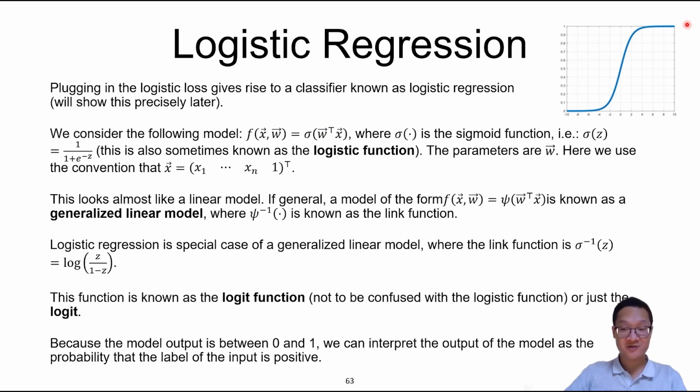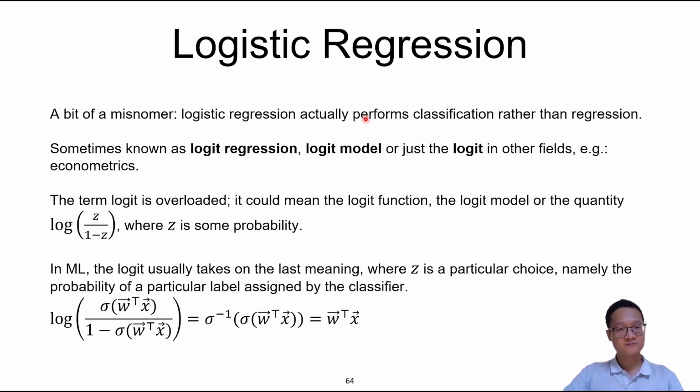Probabilities are also between 0 and 1, so we often interpret the output of the model as the probability that the label of the input is positive. Okay, I mentioned this already. Logistic regression is a bit of a misnomer because it's actually performing classification, not regression. Some other names for it are logit regression, logit model, or just logit, depending on the field. In machine learning, most people will call it logistic regression.